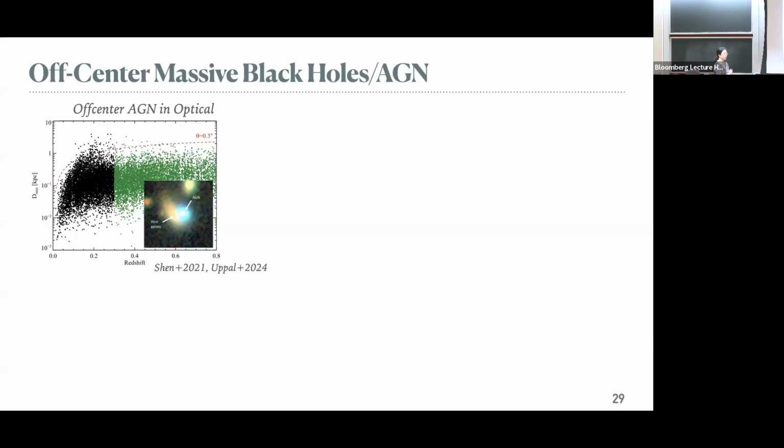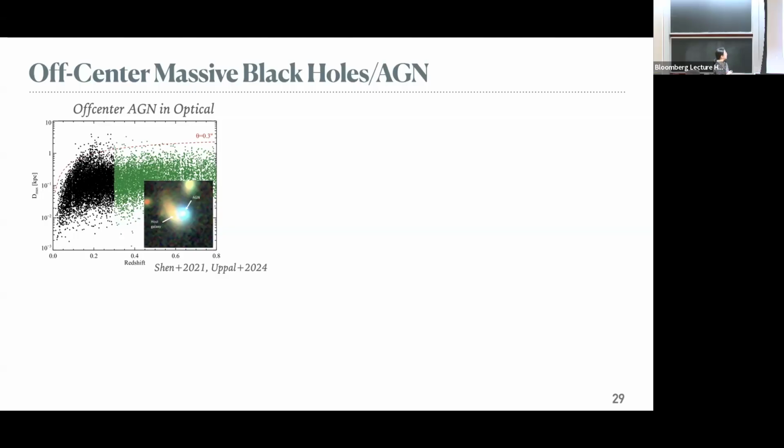And so observers can find these off-center AGNs, for example, by the line offset of the AGN with respect to the rest frame of the host galaxy. So there's a velocity offset between the two, which indicates that there might be an AGN that's moving.